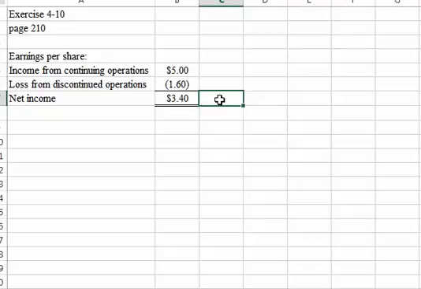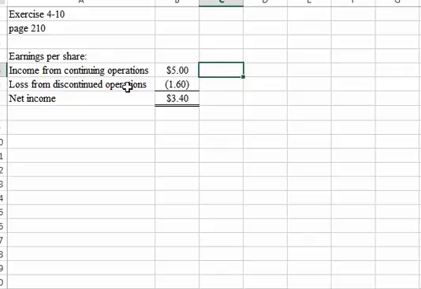You guys, we show this separately because what? We don't want to lump this loss from discontinued operations in with our normal earnings per share, because what? That would look like our earnings per share was only $3.40 that year, when really, if we only look at what we're continuing with next year, it would have been $5. This really points to probably a rosier situation next year.